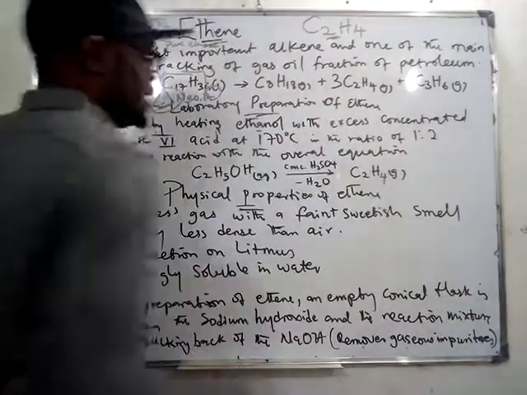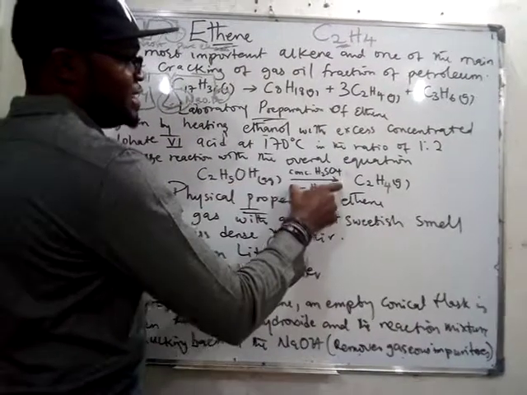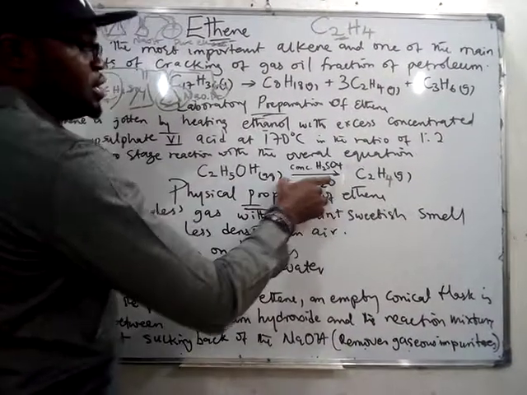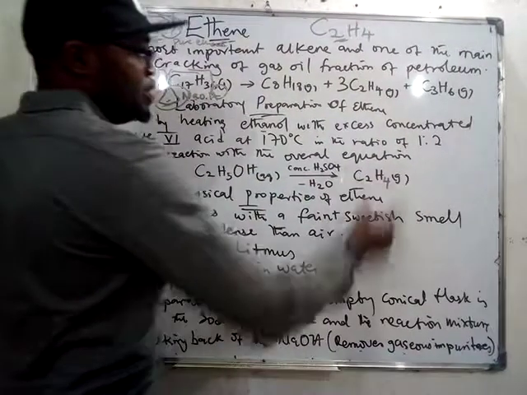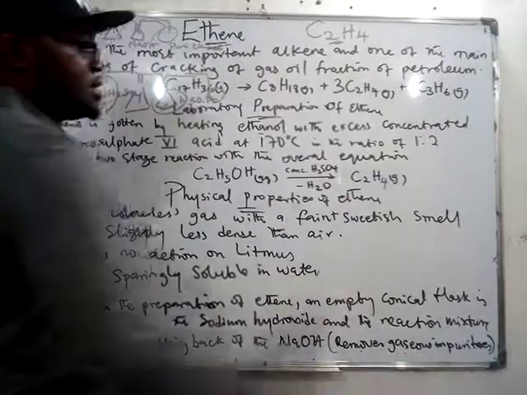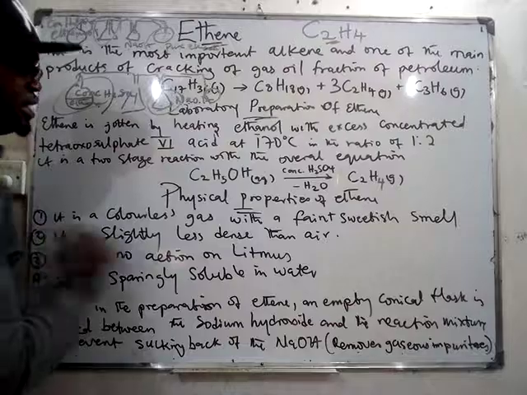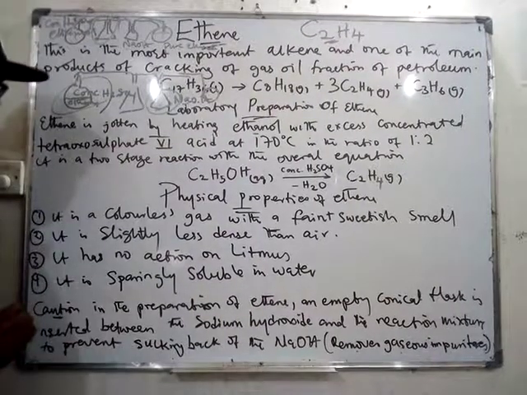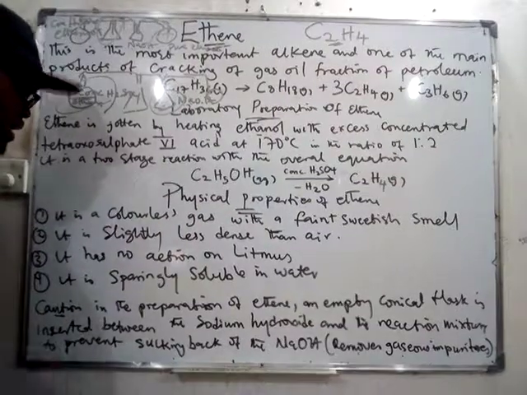And this is the general reaction. This general reaction simply shows us that this reaction is actually a dehydration reaction that takes out the water molecule part of the ethanol in order to produce the ethene in the presence of concentrated H2SO4. And the physical properties of ethene are that it is a colorless gas with a faint, sweet smell. It is slightly less dense than air. It has no action on litmus paper, and it is sparingly soluble in water.